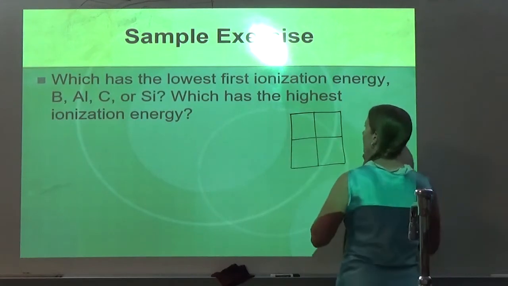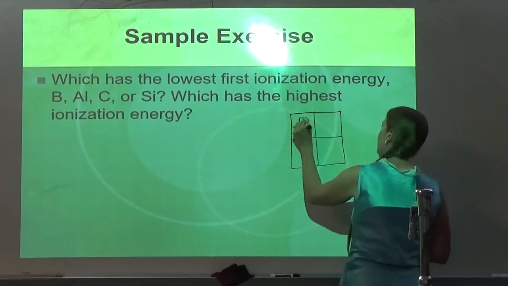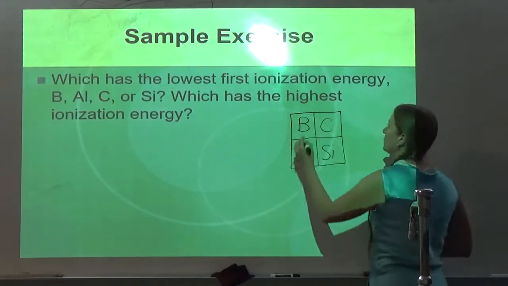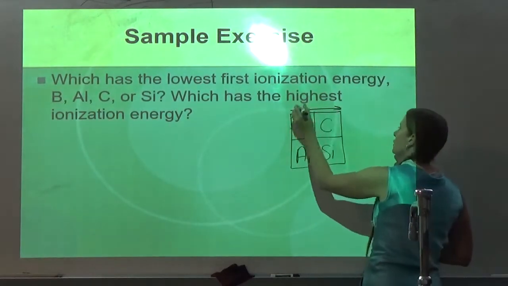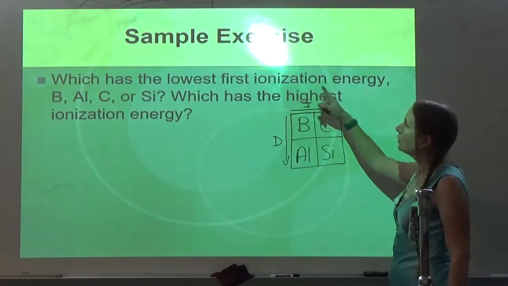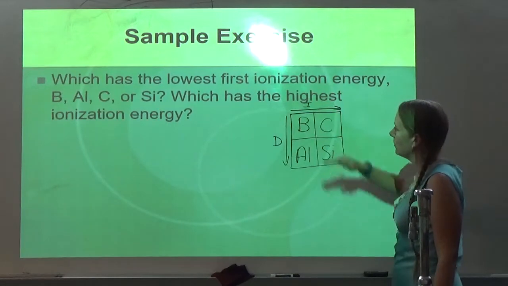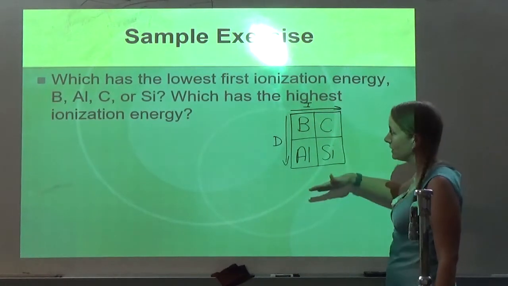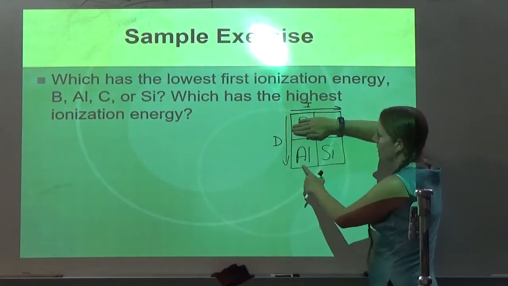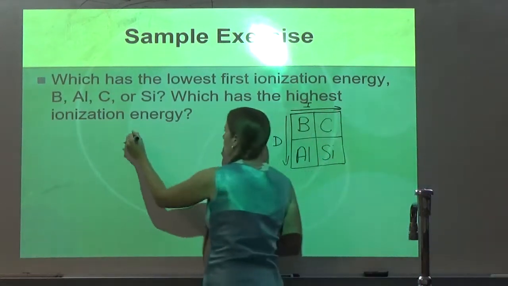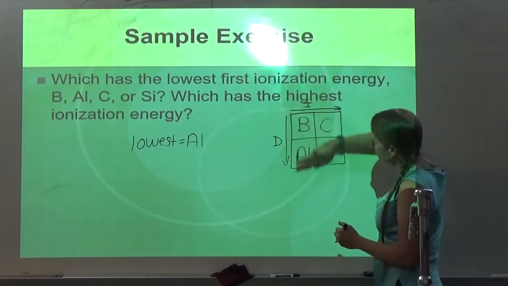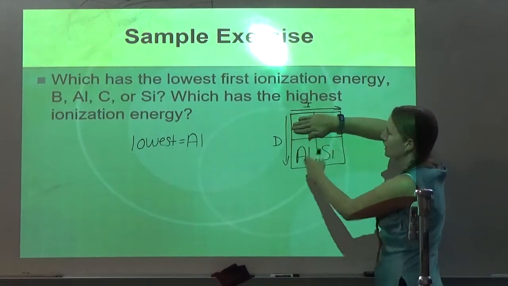Okay, so first let's find them. We have B, Al, C, Si. That's how they are on the periodic table. Remember, we're looking at first ionization energy, so it's going to increase across, decrease down. It says which has the lowest first ionization energy. Look up and down first, so it decreases going down. That means these would be the lowest. It increases across, so Al is going to be the absolute lowest. So my lowest would be Al because it decreases going down, so I can cover up these two, but it increases across, so it's Al.